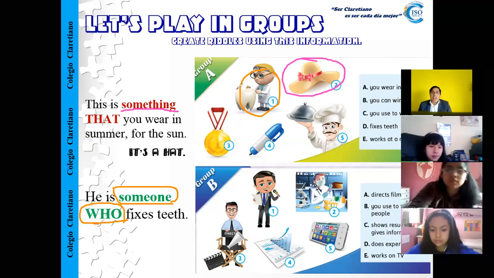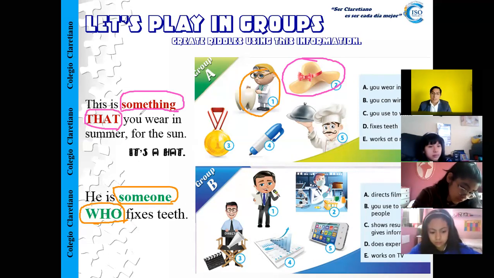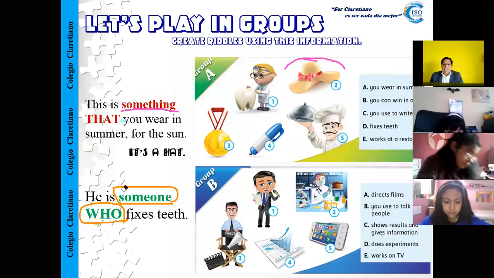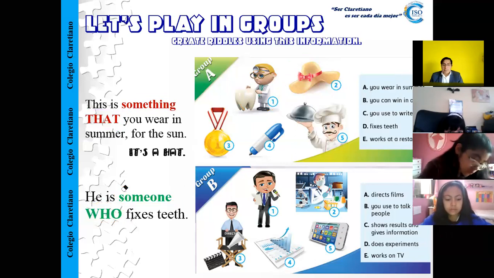And when we talk about objects, things, we use something that. This is for objects. You need to create, please, in groups, but this is only speaking. This activity is only speaking. For example, I'm going to create another. I'm going to choose an object.